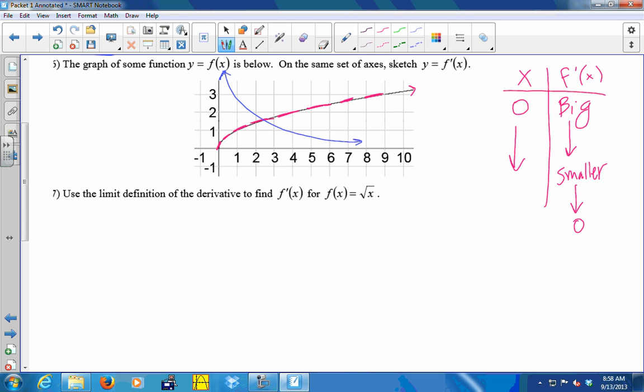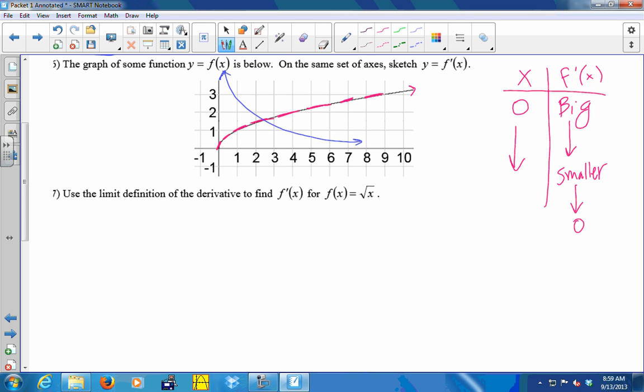As I get closer to 0, it gets bigger and bigger and bigger. Does that make sense? It's going to be huge. Yeah, yeah. So I have that heading up towards infinity.